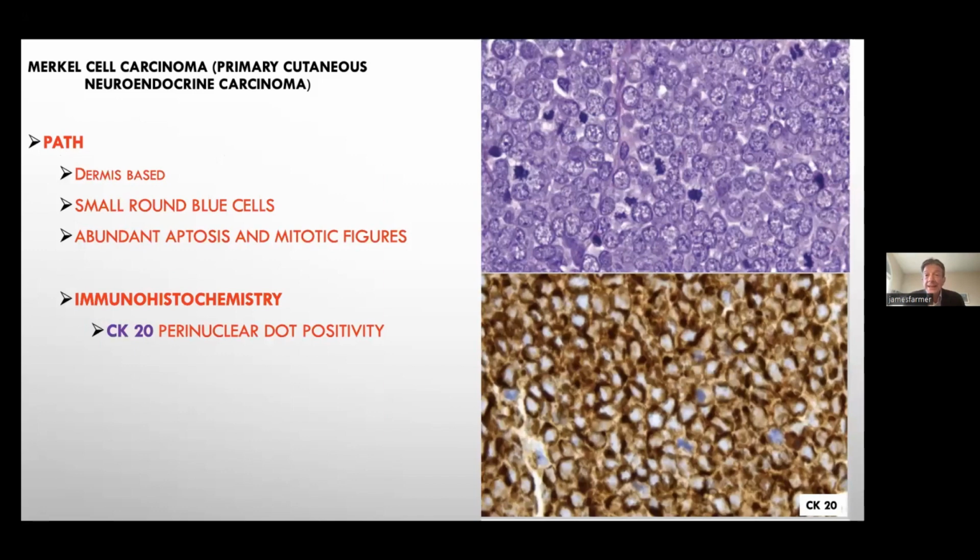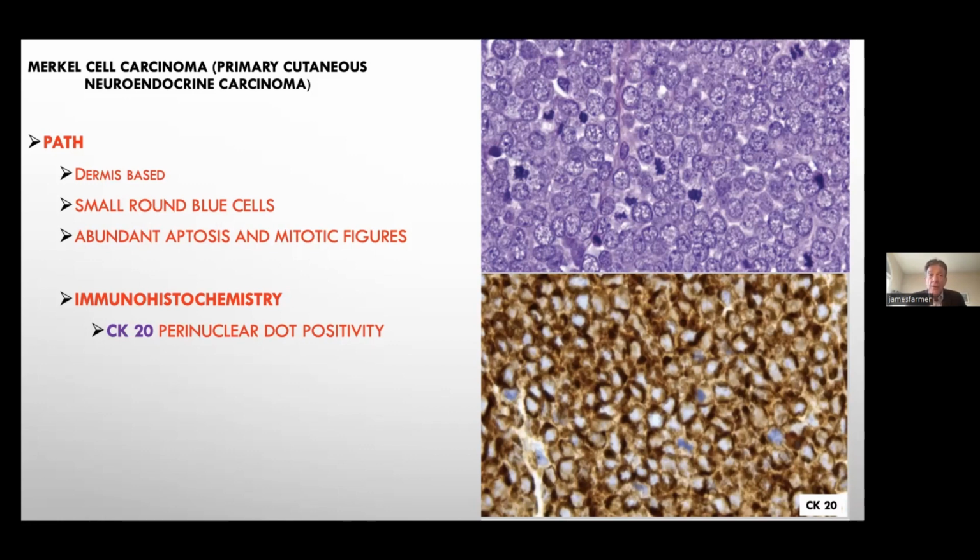It's the classic dermis-based small round blue cell tumor, looking very neuroblastic in its appearance, with this sort of salt and pepper kind of chromatin, high mitotic rate, abundant mitotic figures. And you are all very familiar with the very typical CK20 perinuclear dot positivity.